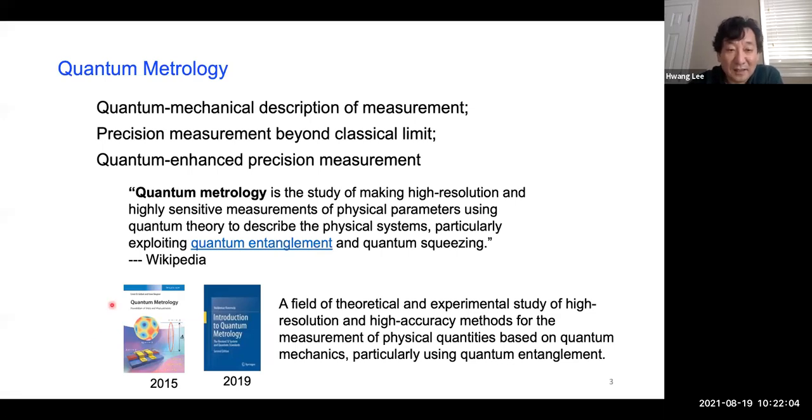Wikipedia is saying that it is the study of making high resolution and high sensitivity measurements, particularly exploiting quantum entanglement and quantum squeezing. That sounds fine, except for this quantum squeezing. There is no classical squeezing, so quantum squeezing is the same as squeezing. So that was my complaint for that.